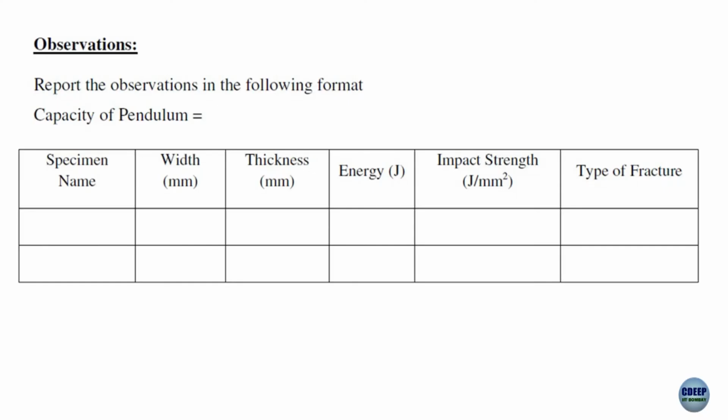This is the observations page. Under specimen name, you either fill aluminium or fiberglass. The width is the width of the notch and thickness is the thickness of your specimen. Energy is the reading that you get off the dial, and impact strength is energy divided by the area. So that's J divided by width into thickness. Type of failure, it depends on the material. You can either write ductile or brittle failure.